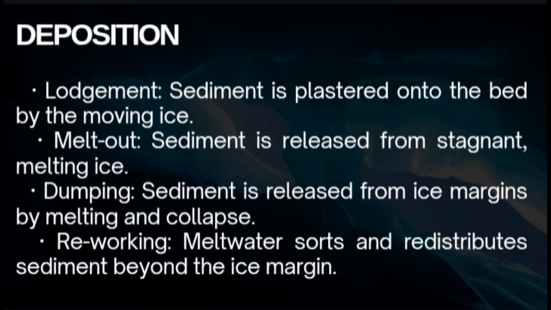Third, dumping. This is a more dramatic process at the ice margin, where sediment carried on the surface slides, slumps, and collapses as the ice supporting it melts away. And finally, reworking. This isn't a direct glacial process. Instead, meltwater streams sort, redistribute, and deposit the sediment beyond the ice margin, creating layered and sorted deposits that look very different from those dropped directly by the ice.